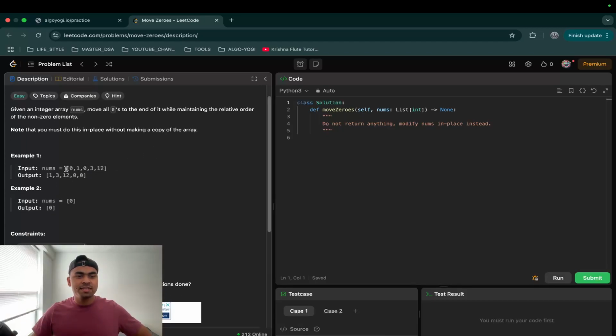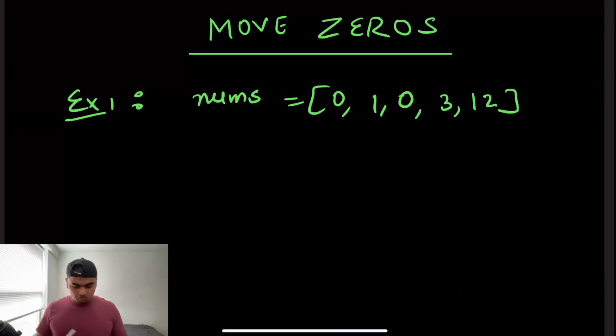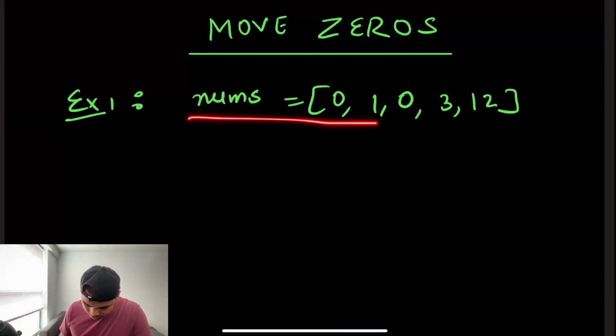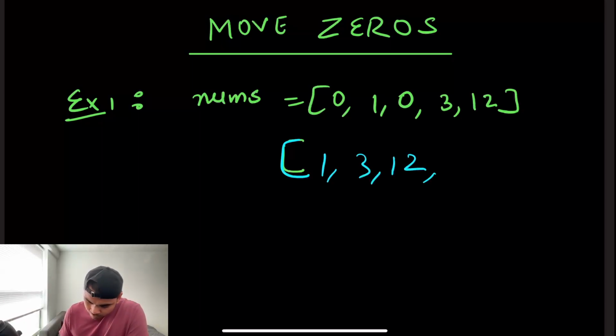So nums is this, and the output is basically moving all the zeros to the end and maintaining the relative order of the non-zero elements. What I really mean is we had nums and our task was to move all the zeros to the end. So this was supposed to be our output: 1, 3 and 12, and both of these zeros are sent to the back, and that is our answer.